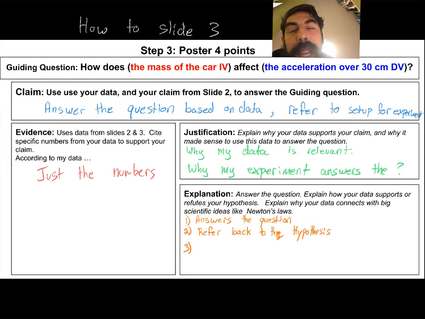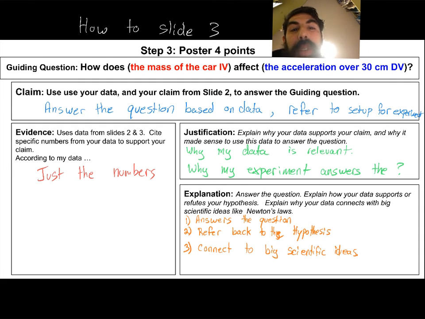go back to your scientific ideas. Your research, in this case, inertia and acceleration. And you want to connect to those things. Explain how what you found fits into those larger ideas. Maybe inertia explains what you saw. Maybe Newton's second law explains what you saw. Make that connection.